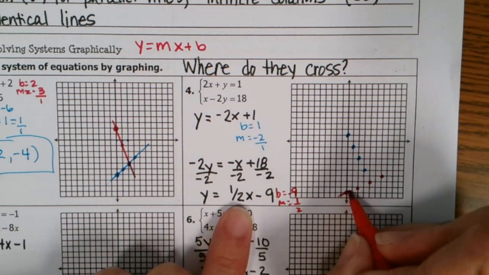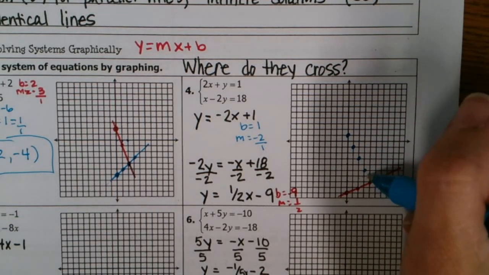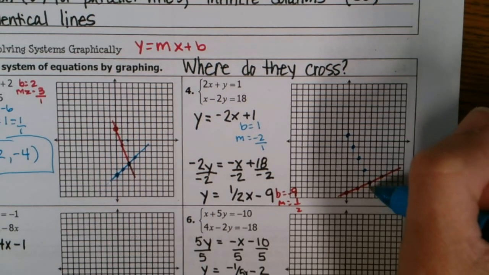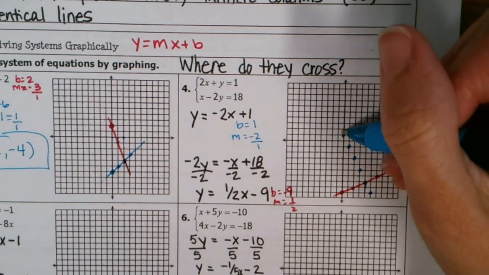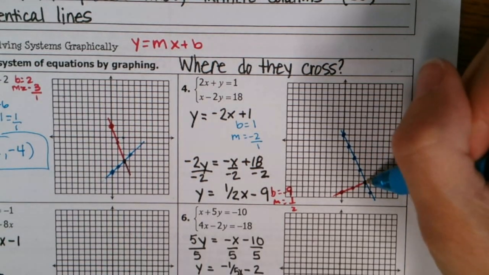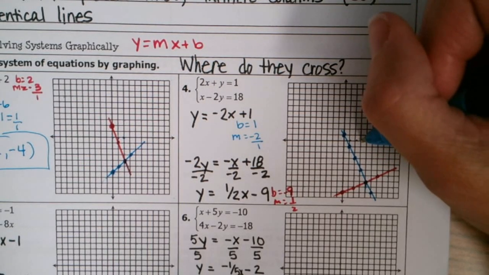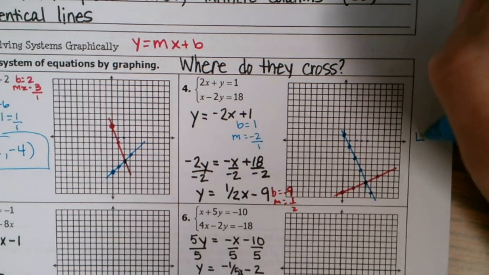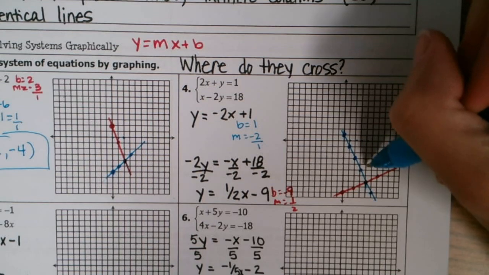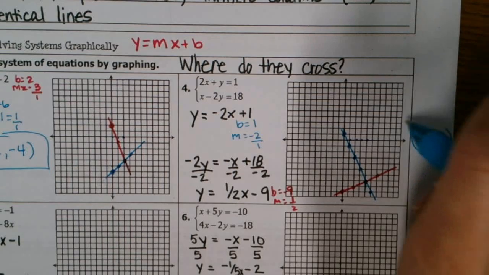My lines aren't intersecting yet, so I need to continue my pattern for this one a little bit farther. This pattern was down 1 over 2, down 1 over 2. Now I can see where they intersect, right at this point. These are the coordinates that I need. So I went over 1, 2, 3, 4. So 4. And then how far did I go down? 1, 2, 3, 4, 5, 6, 7. So this is my solution.